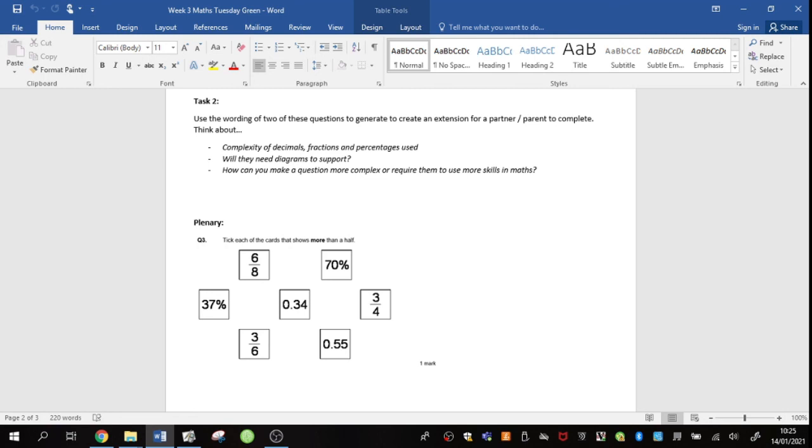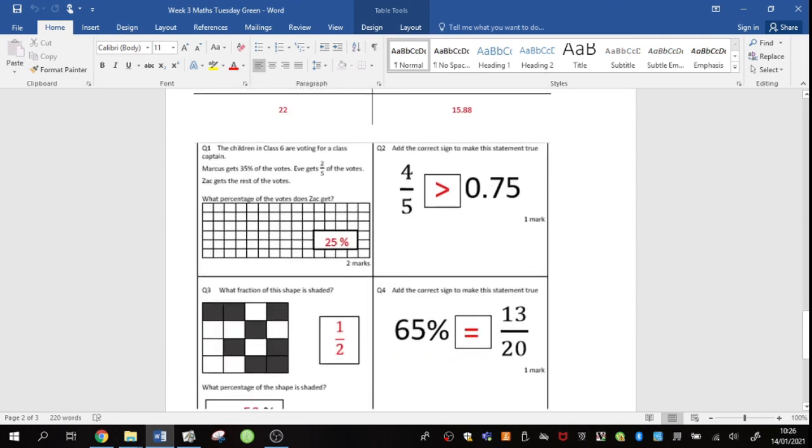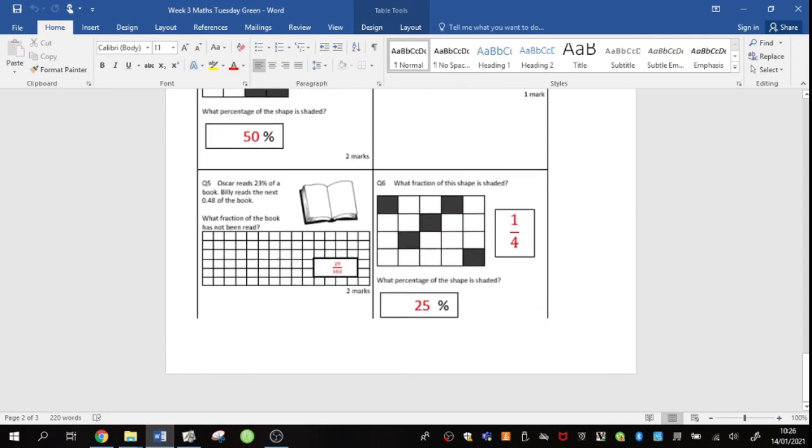Will they need diagrams to support them? Are you going to ask them to represent it with the bar model? And how can you make a question more complex? So mine was very simple. You could have more people in the votes or more people reading the books, things like this. Okay? You could have 2 books. 2 books would be 2 wholes, that would make 200%, just another idea. And then at the end, a plenary to test your knowledge. As normal, all answers are at the bottom.